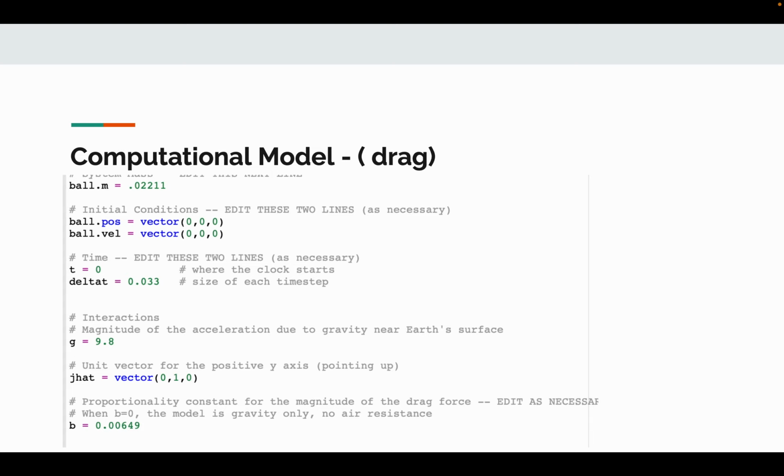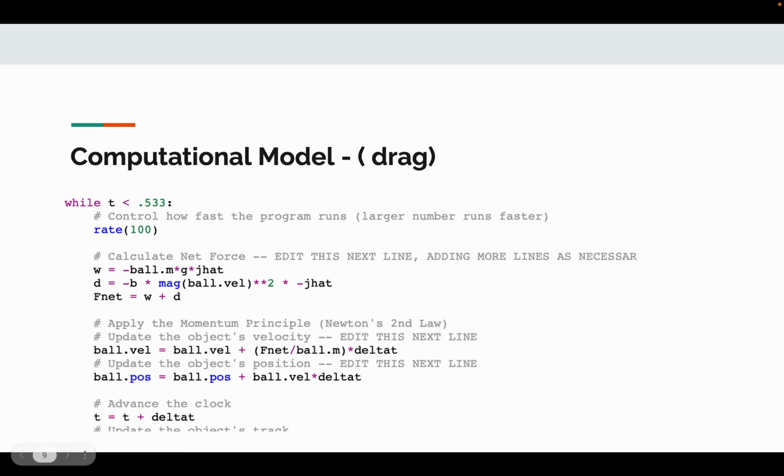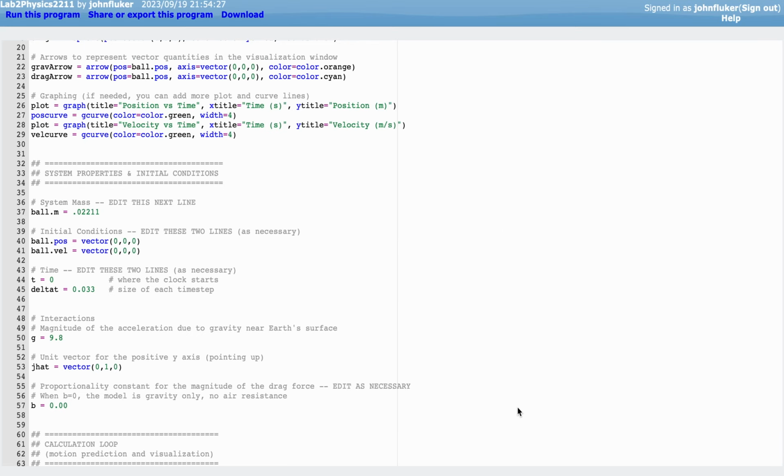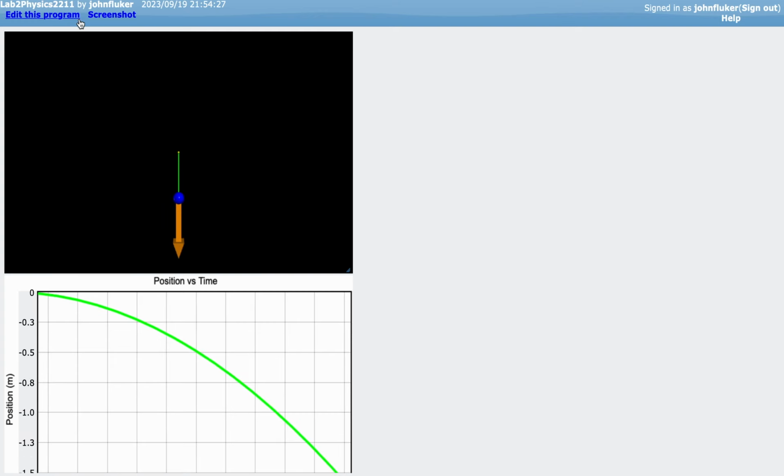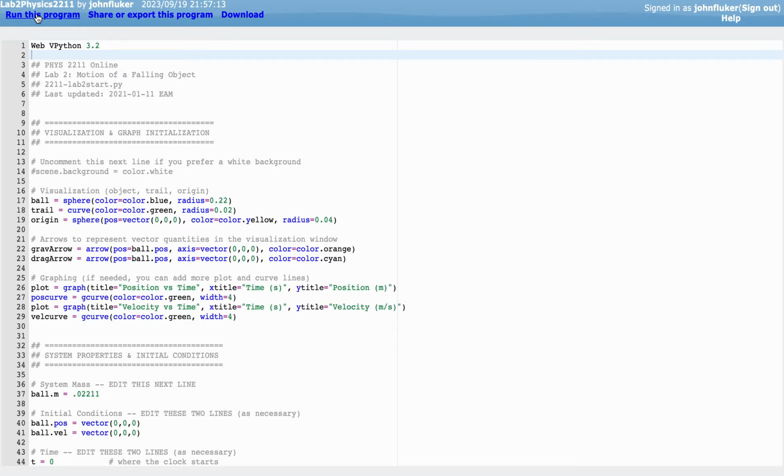For our computational model with drag, we have g as 9.8, but now we have a proportionality constant. We solve the same velocity and position update formulas, but now we also have a drag force counteracting the force of gravity. When we run the program for no drag, this is what we get. And for with drag, this is what we get.